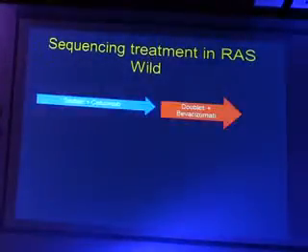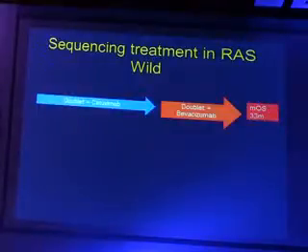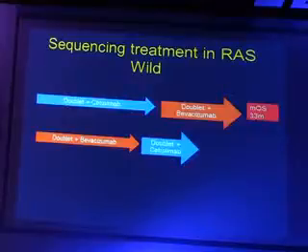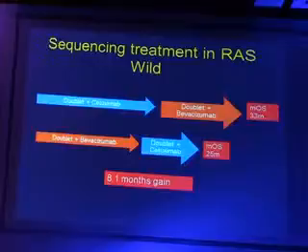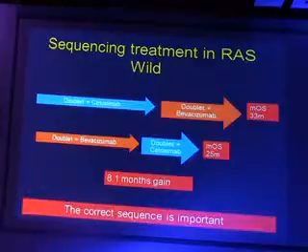And the interpretation of this trial is that if you start with the rituximab doublet, and then you follow this with a bevacizumab doublet at progression, the overall survival is 33 months. And if you start with a doublet with bevacizumab followed by rituximab, the overall survival is 25 months. A difference of 8 months just by changing the sequence, although you're using the same drugs.